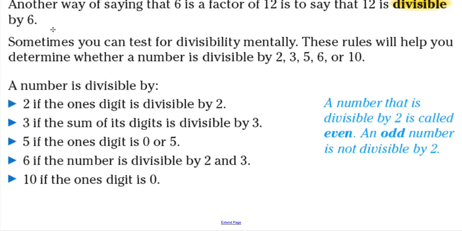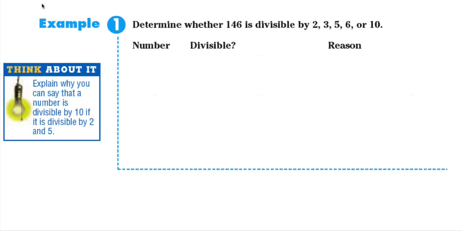Okay, let's apply these rules to example number 1. In example number 1, it's saying determine whether 146 is divisible by 2, 3, 5, 6, or 10. Let's look at 2. Is it divisible by 2? Obviously, it is divisible by 2 because first and foremost, 146 is even. Okay, and if it's even, it's always divisible by 2.